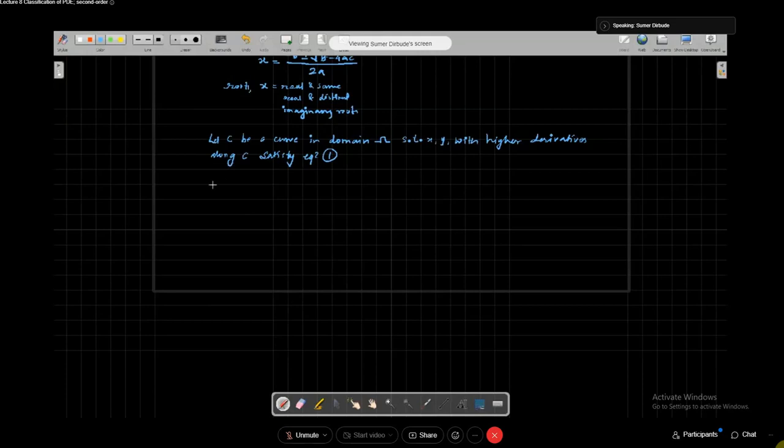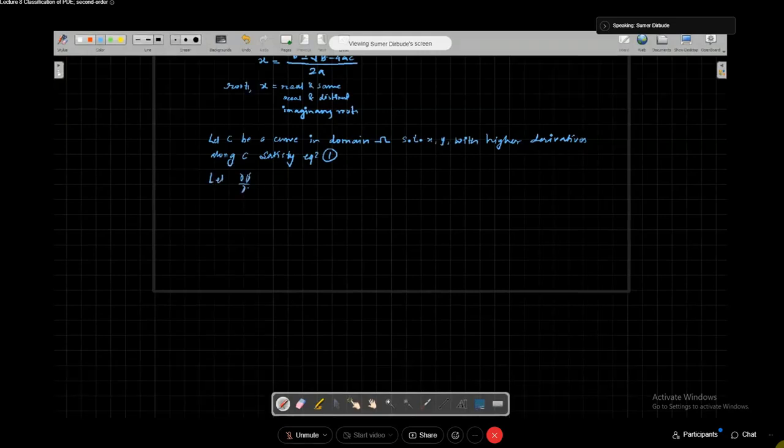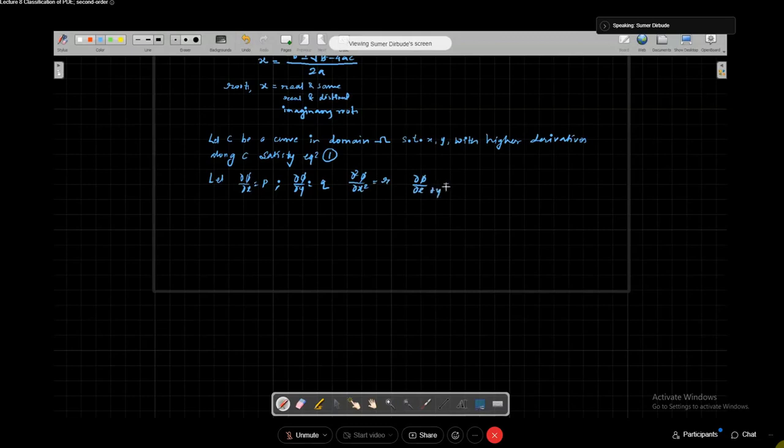And also we say let some quantities like del phi del x is equal to p, del phi del y is equal to q, and del 2 phi del x2 is equal to r, del 2 phi del x del y is equal to s, and del 2 phi del y2 is equal to t.